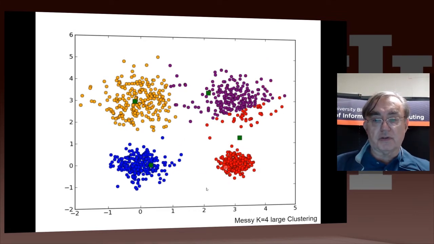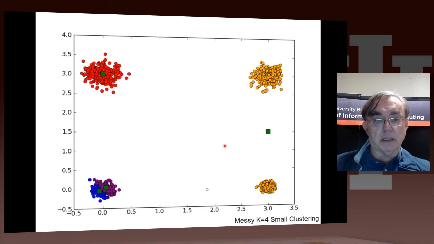Here's actually one that's almost right, but somehow this center bled over and stole some points from up here. Here's a k=4 small clustering. We managed to split this cluster and join these 2 clusters together.